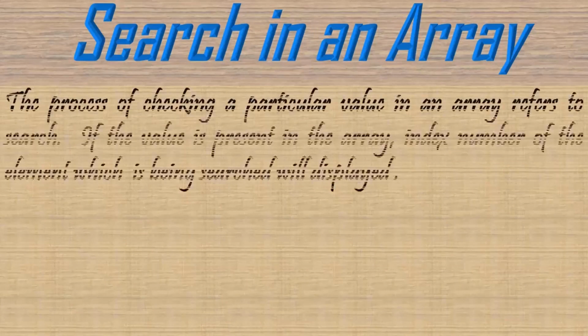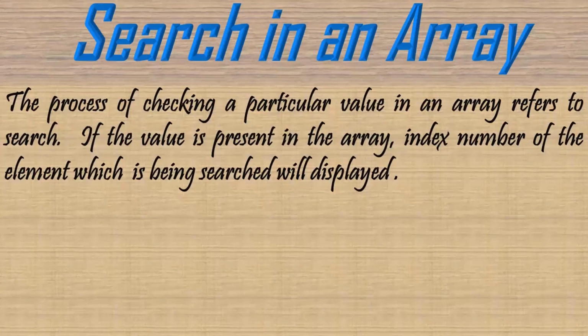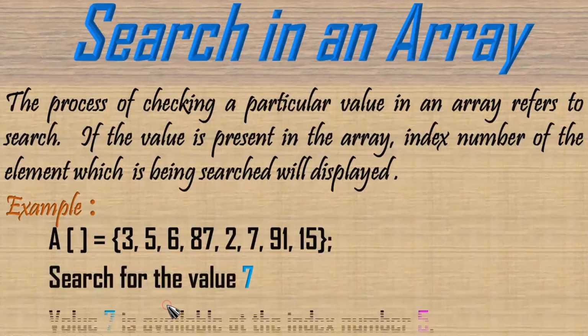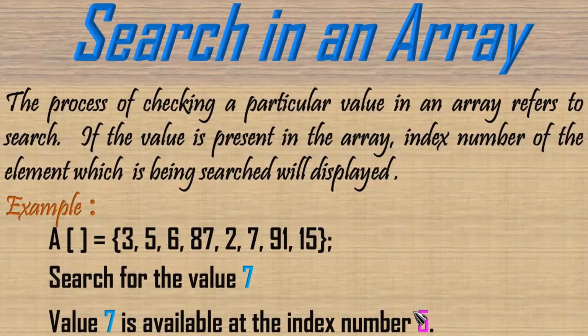Searching elements in an array. Let us know what search is. The process of checking a particular value in an array refers to search. If the value is present in the array, then the index number of that element will be displayed. For example, we have an array called A and these are the elements. If we search for value 7, it is available at the 5th index number, so we will print it is available at index number 5.